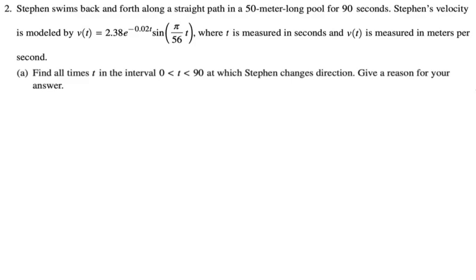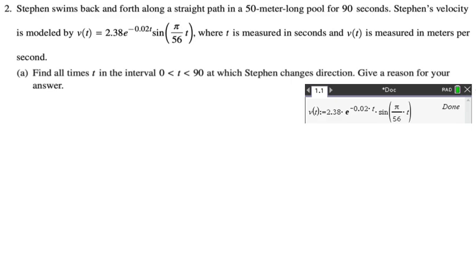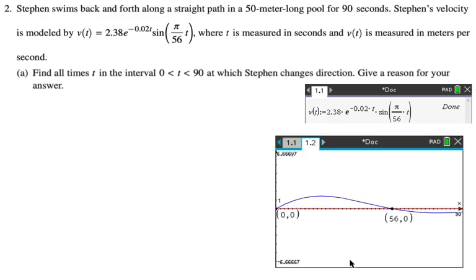All right, for part A, we want to find all times t in the interval from 0 to 90 at which Steven changes direction. We need to give a reason for our answer. What I've done first is define v of t on my calculator. Then I went to a graph page and graphed v of x, because on the graph page you have to use x as your variable. I also graphed 0, and then I did menu 814 to find the intersection points.